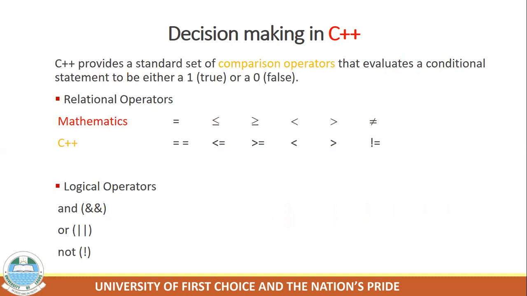Now, in decision making in C++, C++ provides a standard set of comparison operators that will help you evaluate this condition, and this condition will be either true, which is 1, or false, which is 0. Now you have to make some comparison.